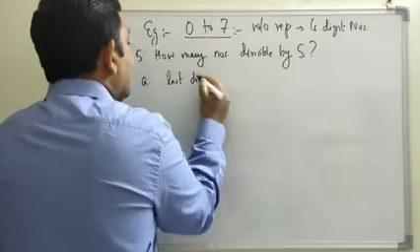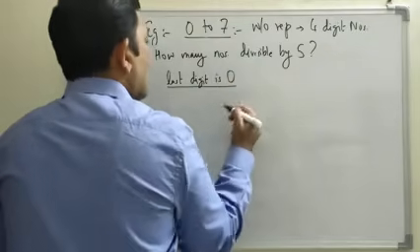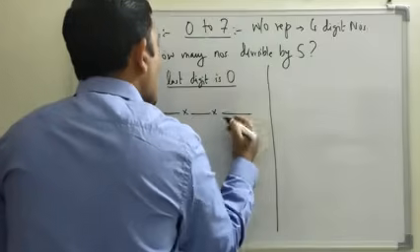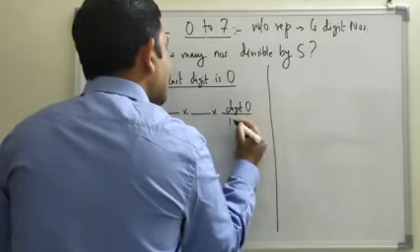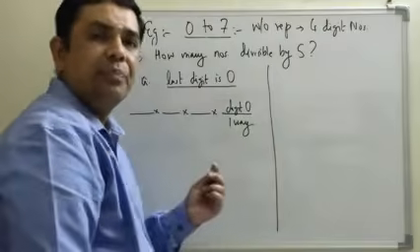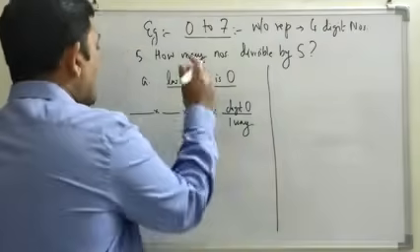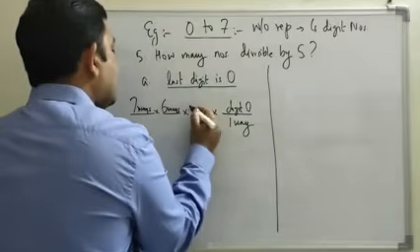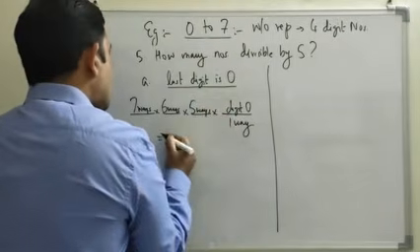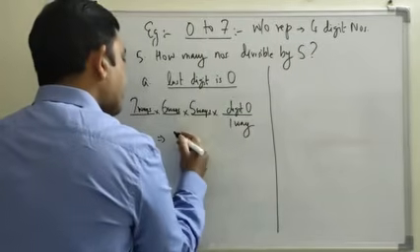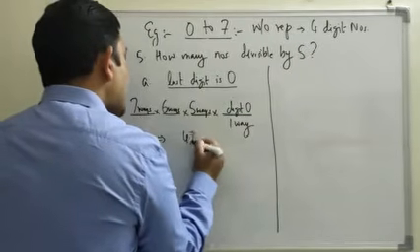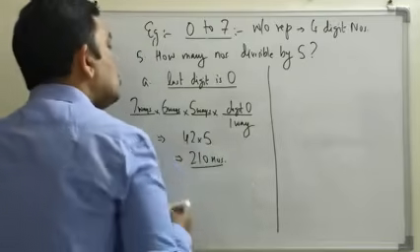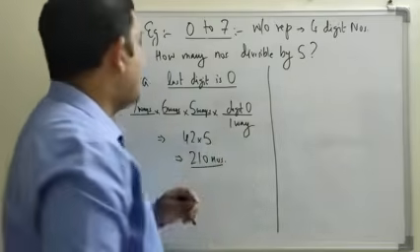Last digit is 0. The last digit is digit 0. This can be filled in one way. Start from the leftmost end. This can be filled in 7 ways. This can be filled in 6 ways. This can be filled in 5 ways. So 42 into 5, this is 210 numbers. So 210 numbers where the last digit is 0.